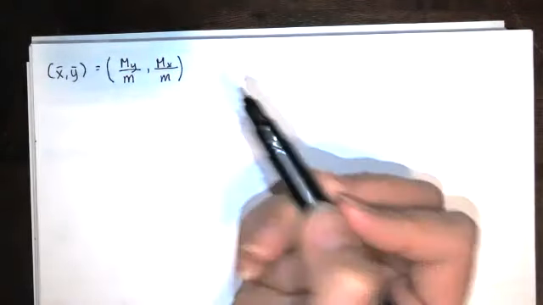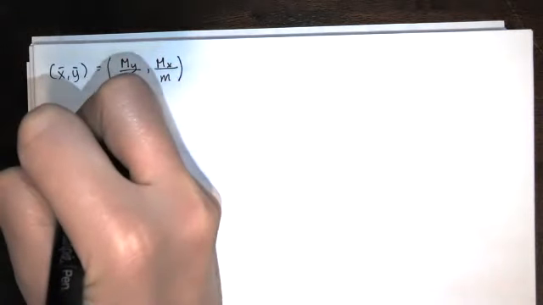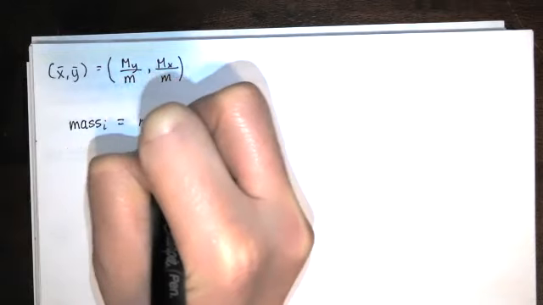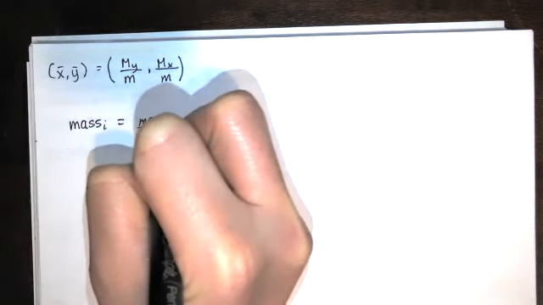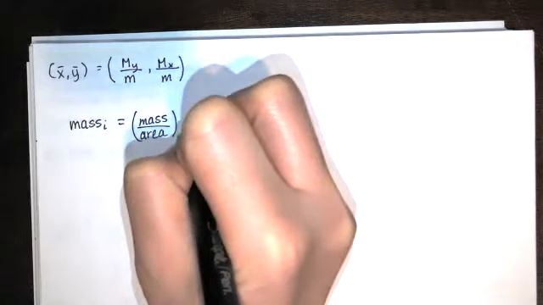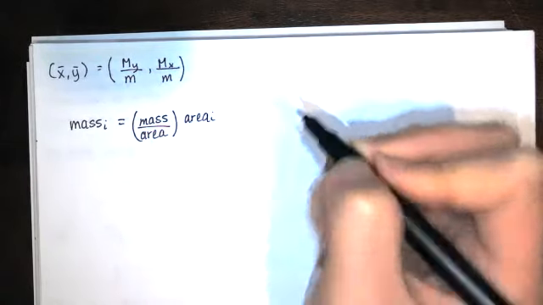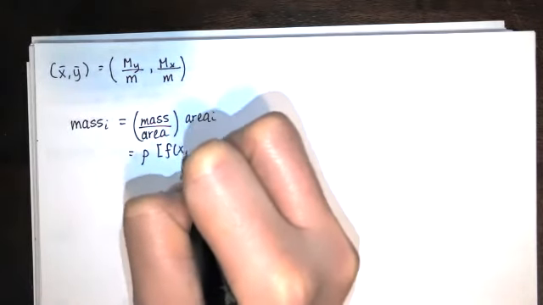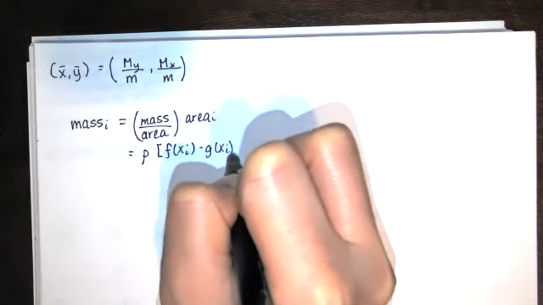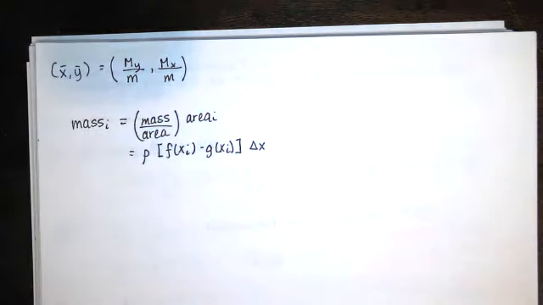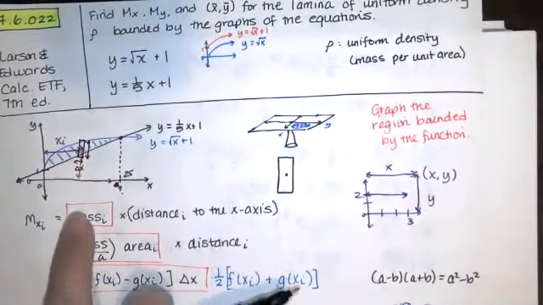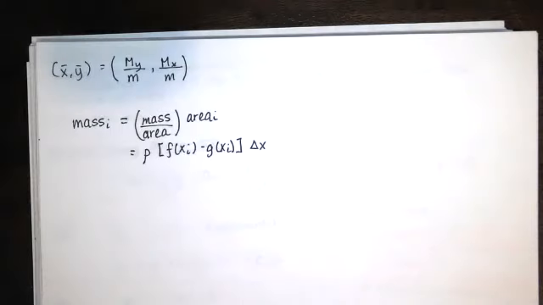Now we have both of these moments, but we don't have the total mass. The total mass is easy to find. If you want to find the mass of one piece, you're just going to take the mass per unit area and multiply by the area of that piece. Mass per unit area is given by our uniform density rho, and the area is just the area of that representative rectangle. So it's the top function minus the bottom function times delta x, just in general. Just like we had right here, mass is just this piece.